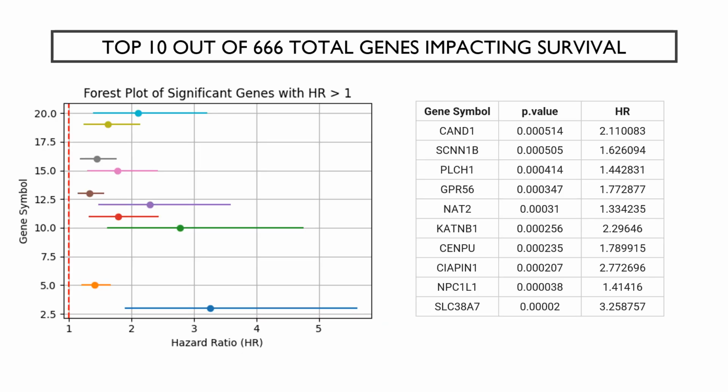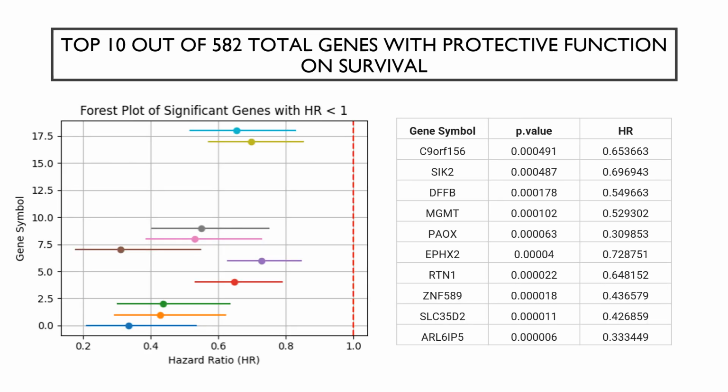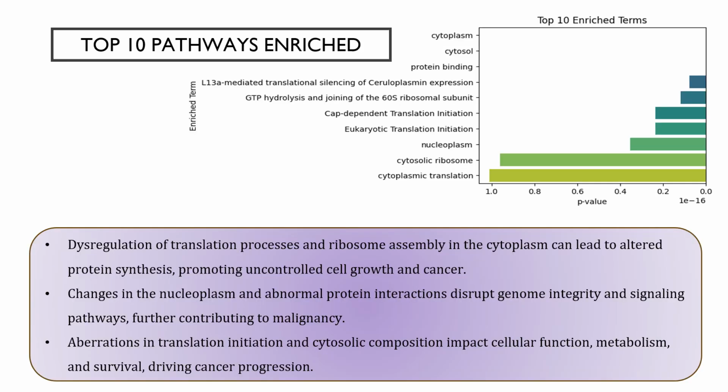This is a forest plot that summarizes the hazard ratio across the top 10 genes as shown. Gene CIAPIN1 has the highest hazard ratio at 2.77. This gene is involved in cell growth and survival and is often reduced in expression in breast cancer. If the hazard ratio is less than 1, then it often has a protective effect. The gene ARL6IP5 is often repressed in some breast cancers and acts as a tumor suppressor.